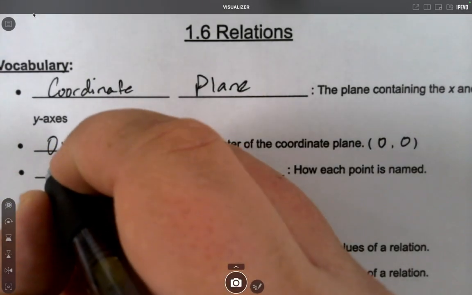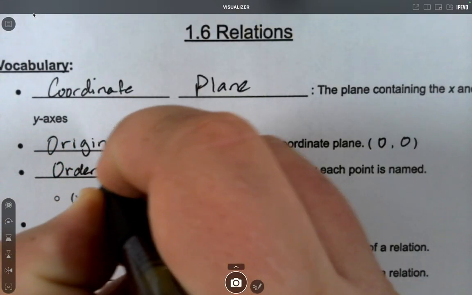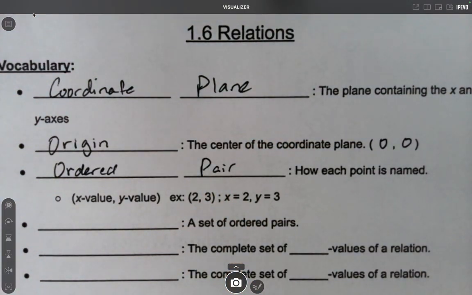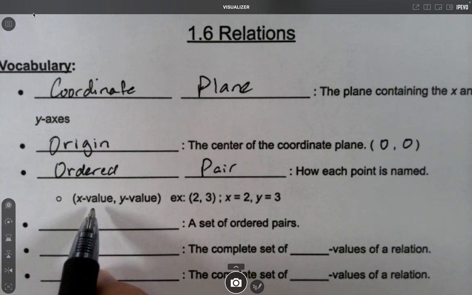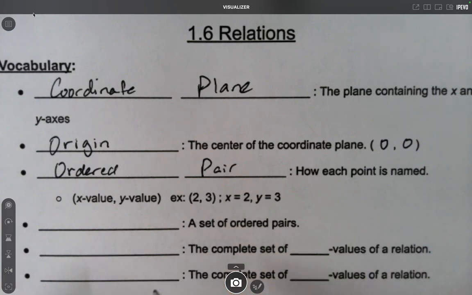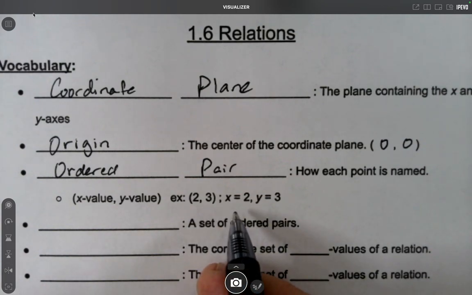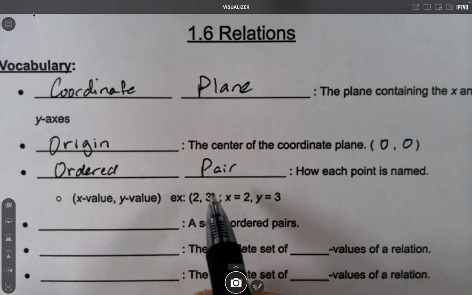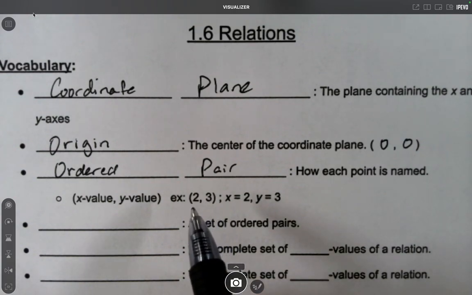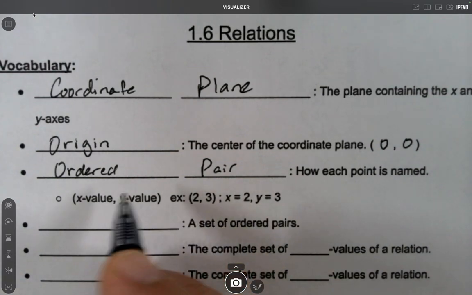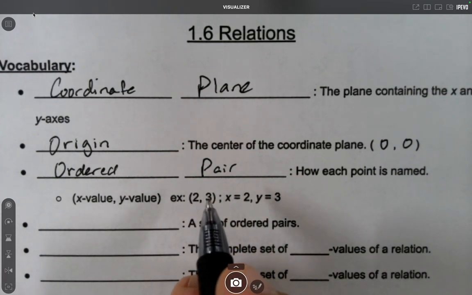Next up is an ordered pair. That's how each point is named. We always put the x value first and the y value second. So an ordered pair could be like 2, 3, meaning the x value is 2, the y value is 3. And it's a pair because we always have to have two numbers. I mean, one of them could be 0, that's okay. Contrary to some popular arguments, 0 is a number. But it's an ordered pair because we need two numbers in order to locate this point.